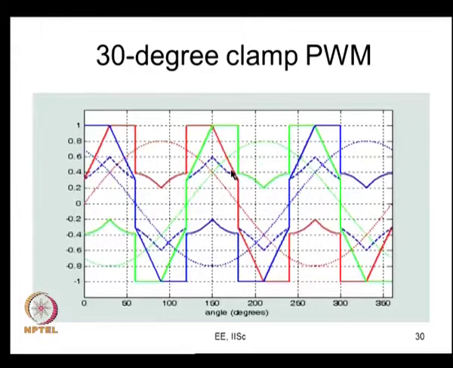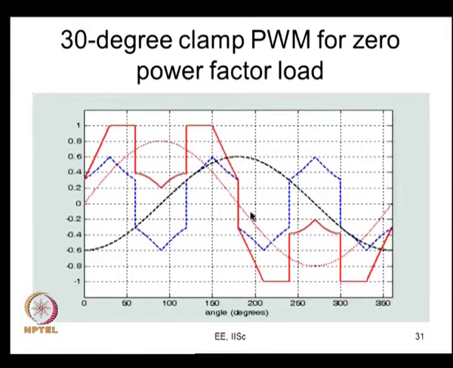For the same example, let us say you take 30 degree clamp PWM. What this 30 degree clamp PWM does is it clamps here, from 120 to 150 degrees the R phase is clamped. So, it is a 0 power factor load. You will see that here it is 0 crossing, at 120 degrees it will be 0.5 times the peak value, here it will be 0.866 times the peak value. So, it will actually be clamping the current when the current value is between 0.5 times its peak and 0.866 times its peak. I have shown it more clearly here.